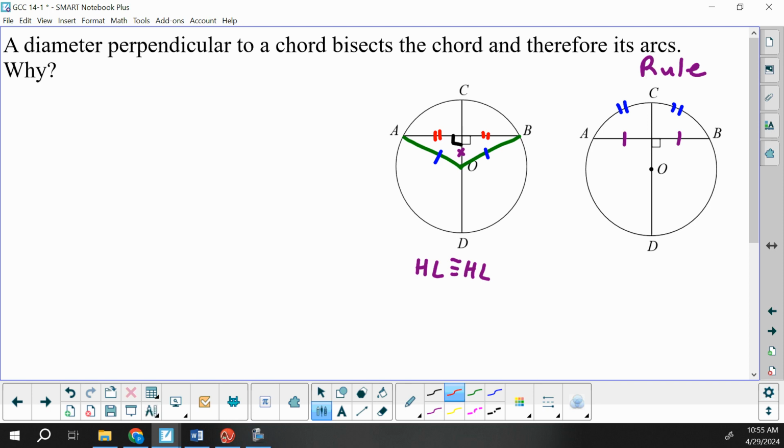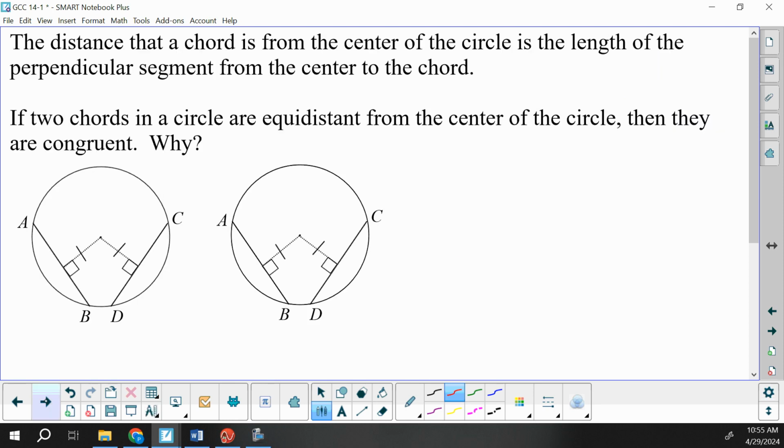Now again, you're not going to want to have to do that justification on every problem, so one of our big rules for today is what we have marked up here. If you've got a diameter perpendicular to a chord, we want to be able to jump to those purple marks there that the chord gets bisected, so each of those parts are congruent. All right, one more thing with chords and diameters over on page 2.